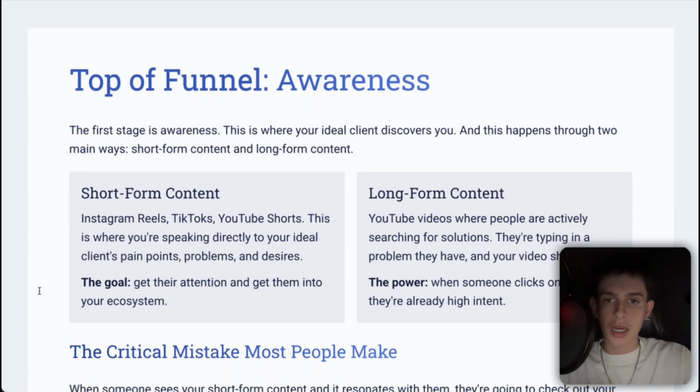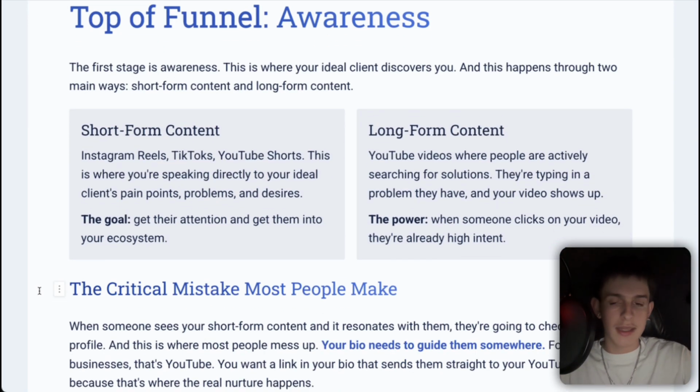Now, let's talk about the top of the funnel, which is awareness. This is where your ideal client discovers you, and this happens through 2 main ways: short form content and long form content. Let's start with short form. This includes Instagram Reels, TikToks, YouTube Shorts. This is where you're speaking to your ideal clients and creating content on 3 pillars: client pain points, problems, and desires. The goal here is to simply get their attention and get them into your ecosystem or into your funnel.